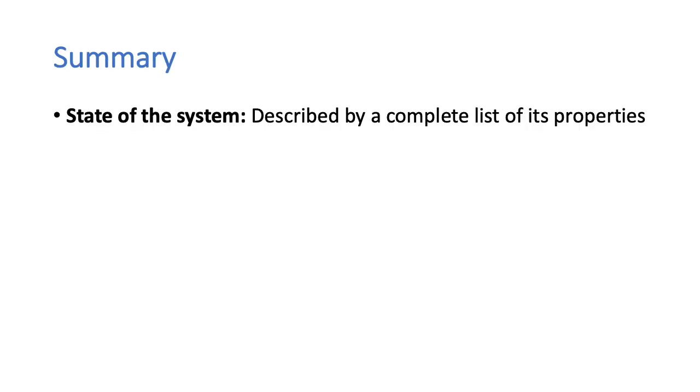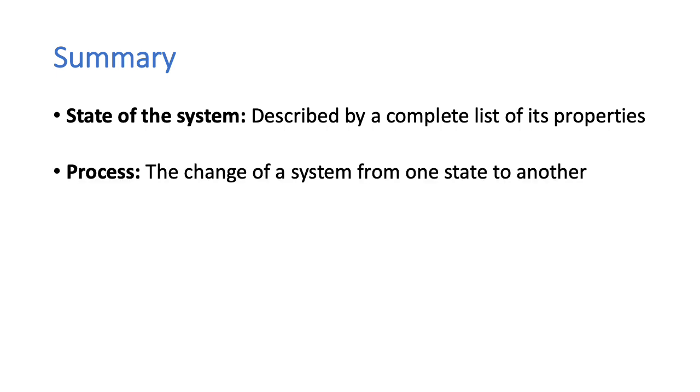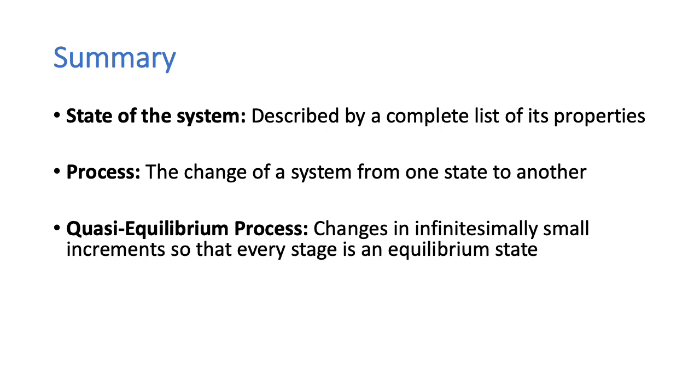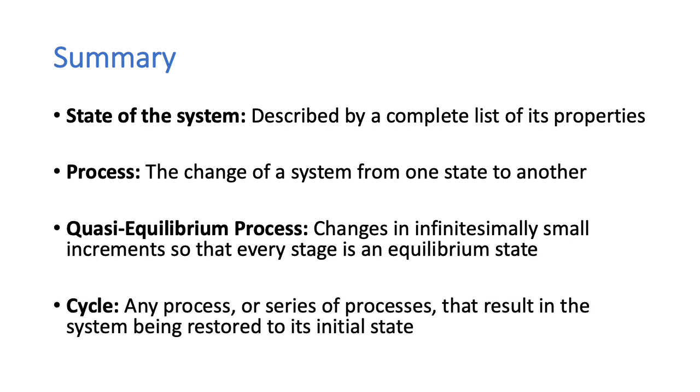To summarize, the state of the system is described by a complete list of its properties. A process is when the system changes from one state to another. A quasi-equilibrium process is one where the changes are infinitesimally small, so that every stage is an equilibrium state. And finally, a cycle: any process or series of processes that result in the system being restored to its initial state.